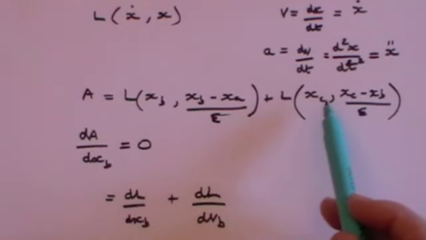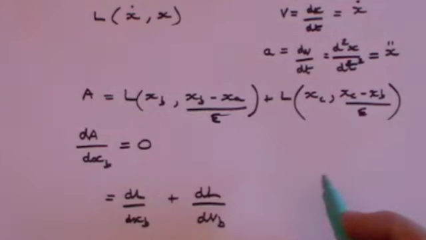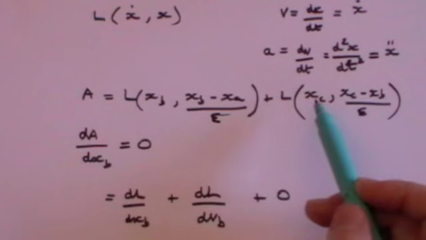What about this here? The Lagrangian is dependent on point xc, but xc is fixed. So it doesn't matter how much you change anything, xc doesn't change. So xc does not vary with respect to xb.